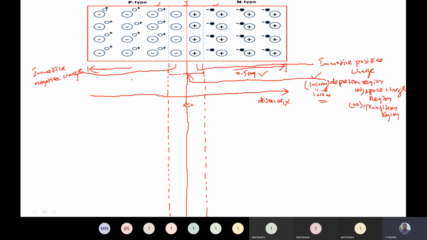Now, the first point is charge density. It is given by rho. So, what is charge density? The curve for this P-type and N-type semiconductor. See, here complete plus will be there. If you add all those, you get a complete positive charge like this. And this is a complete negative charge. This is called charge density.